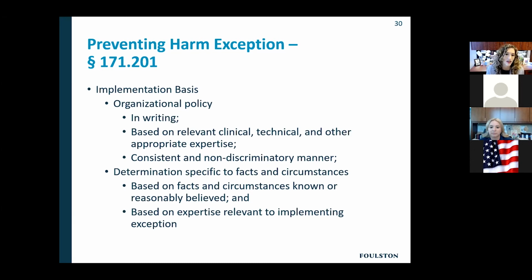But the latter category is a catch-all, so to speak. If you don't have an organizational policy, or if there are certainly unusual facts or circumstances, you can invoke this exception based on the facts and circumstances that are known, and based on the expertise in implementing the exception. Be sure that you have documented all the facts and circumstances as to how you meet the type of risk, the type of harm, and all the factors considered when you're going to deny a request for access based on the preventing harm exception.